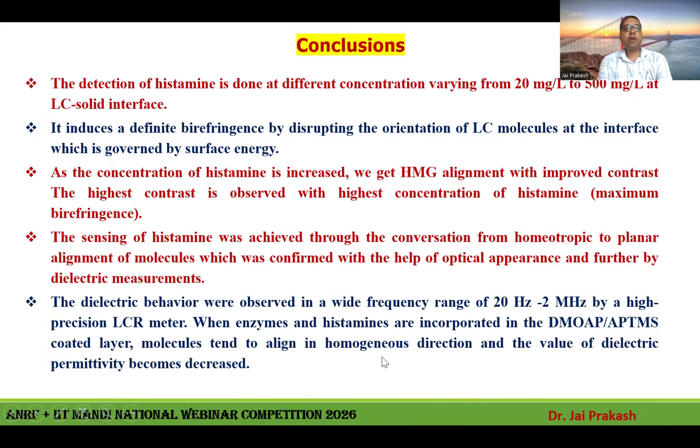And the dielectric behavior was observed in a wide frequency range from 20 Hz to 2 MHz by a high precision LCR meter. And when enzyme and histamine are incorporated in SAM, then molecules tend to align in the homogeneous direction.